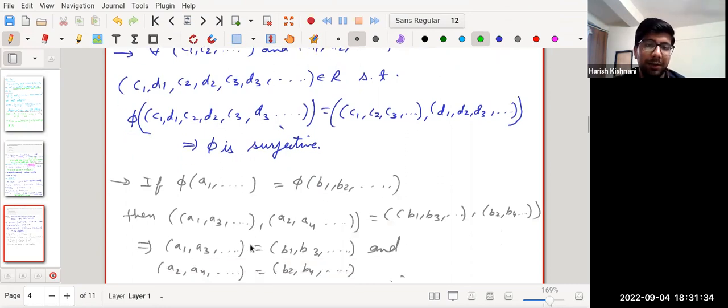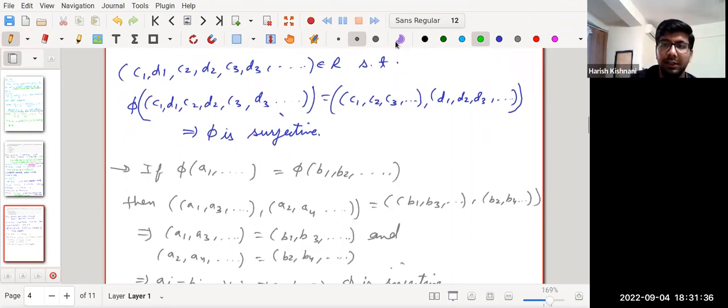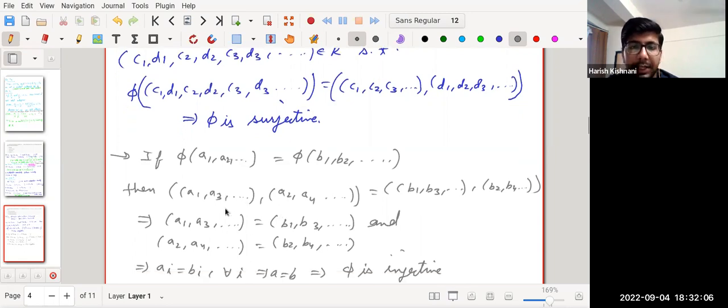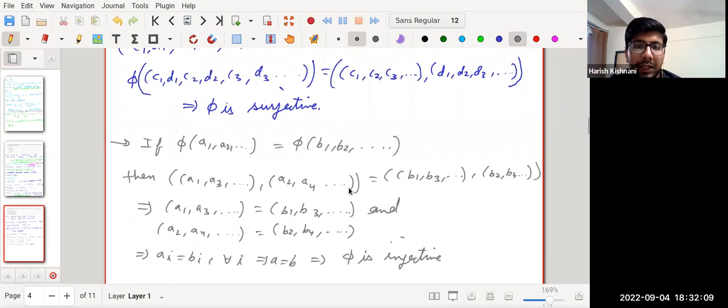So if phi of A1, A2, and so on is the same as phi of B1, B2, and so on, then what will you get? What is the value of phi of A1, A2, and so on? Again separate the odd coordinates A1, A3, A5, and so on, and A2, A4, and so on. This is an element of R cross R, and then phi of B1, B2, B3, and so on is phi of B1, B3, B5, and so on, and B2, B4, dot dot dot. So now compare these two tuples at the level of R cross R.